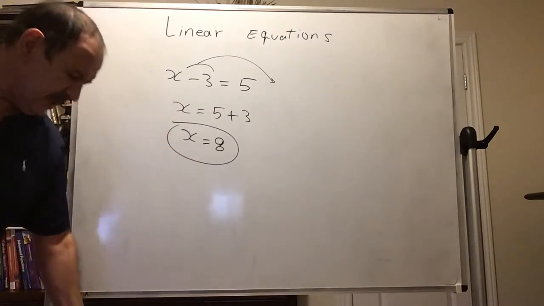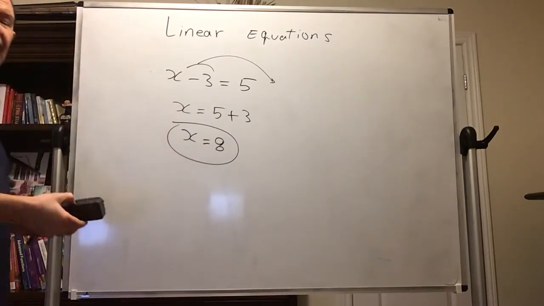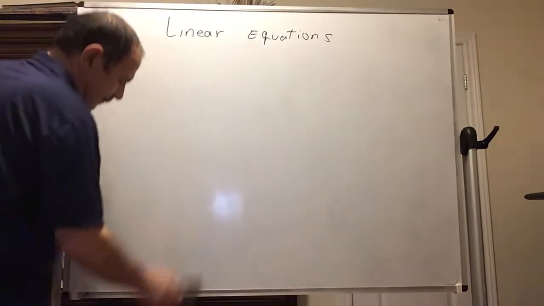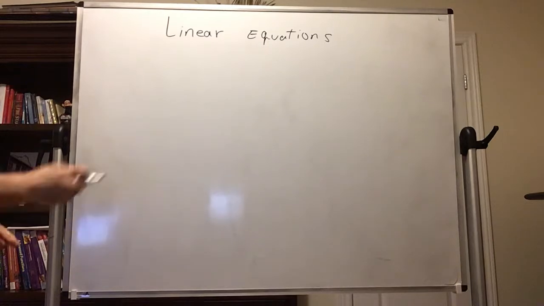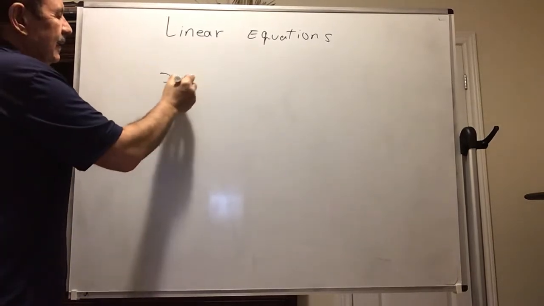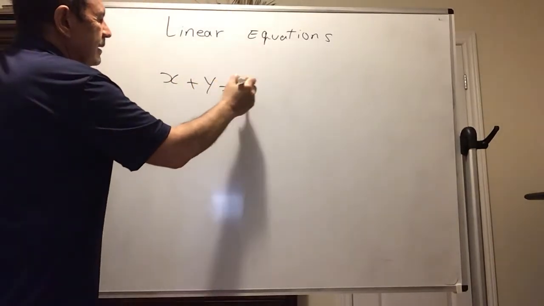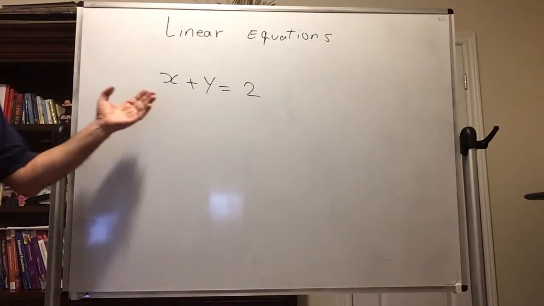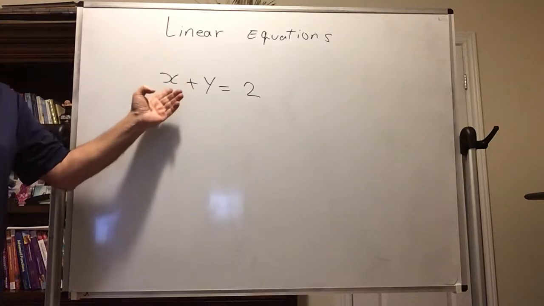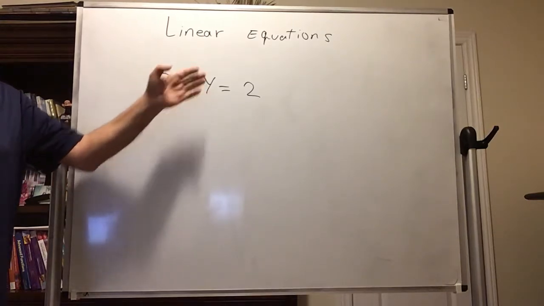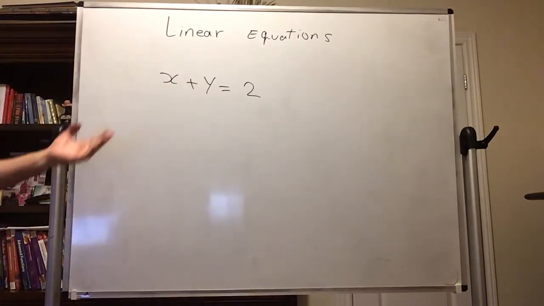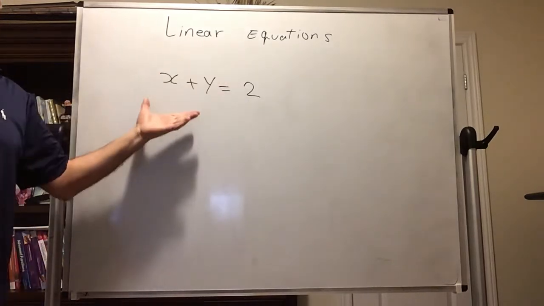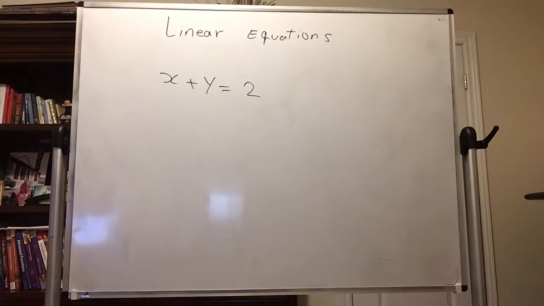Now, sometimes we have linear equations in two variables. As an example, x plus y is equal to 2. Again, this one is a linear equation because the exponent of x and the exponent of y is 1. But we have two variables, so we call it a linear equation in two variables.